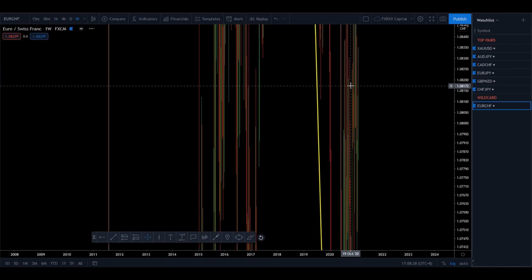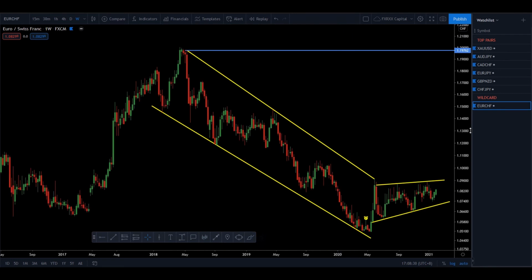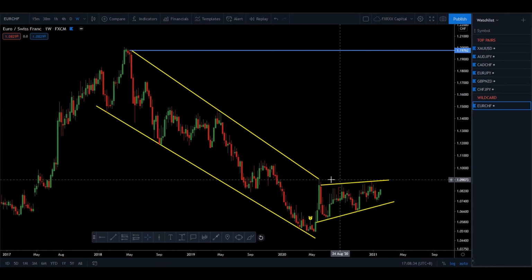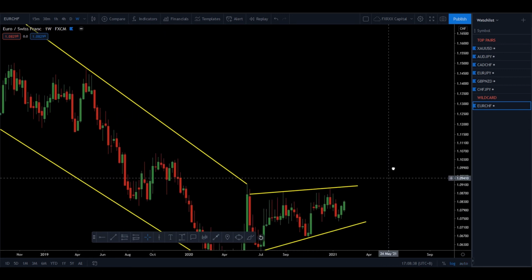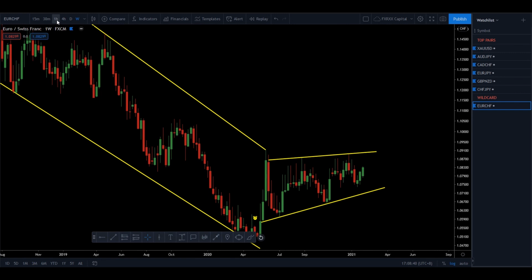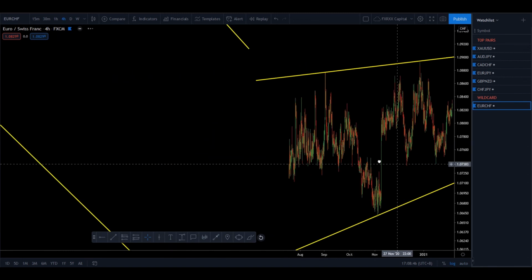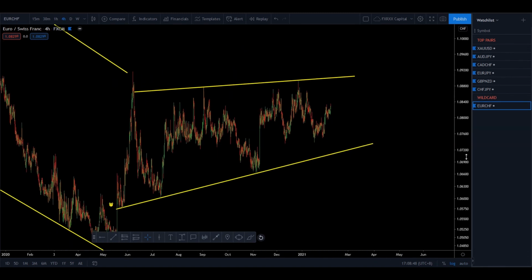Final pair will be Euro Swiss franc. Euro Swiss franc, you understand this is a big descending channel, showing this small correction. In the small correction, move to the 4-hour time frame. In the 4-hour time frame, price has quite a good structure in my opinion.